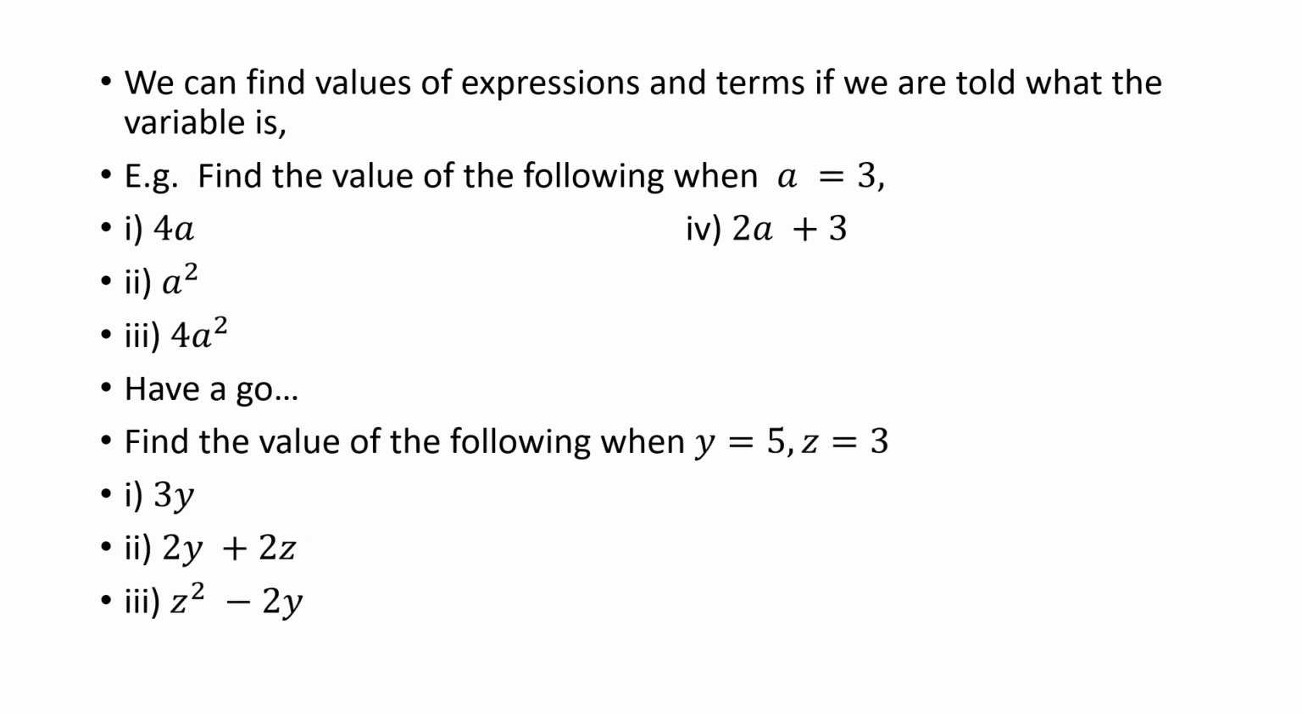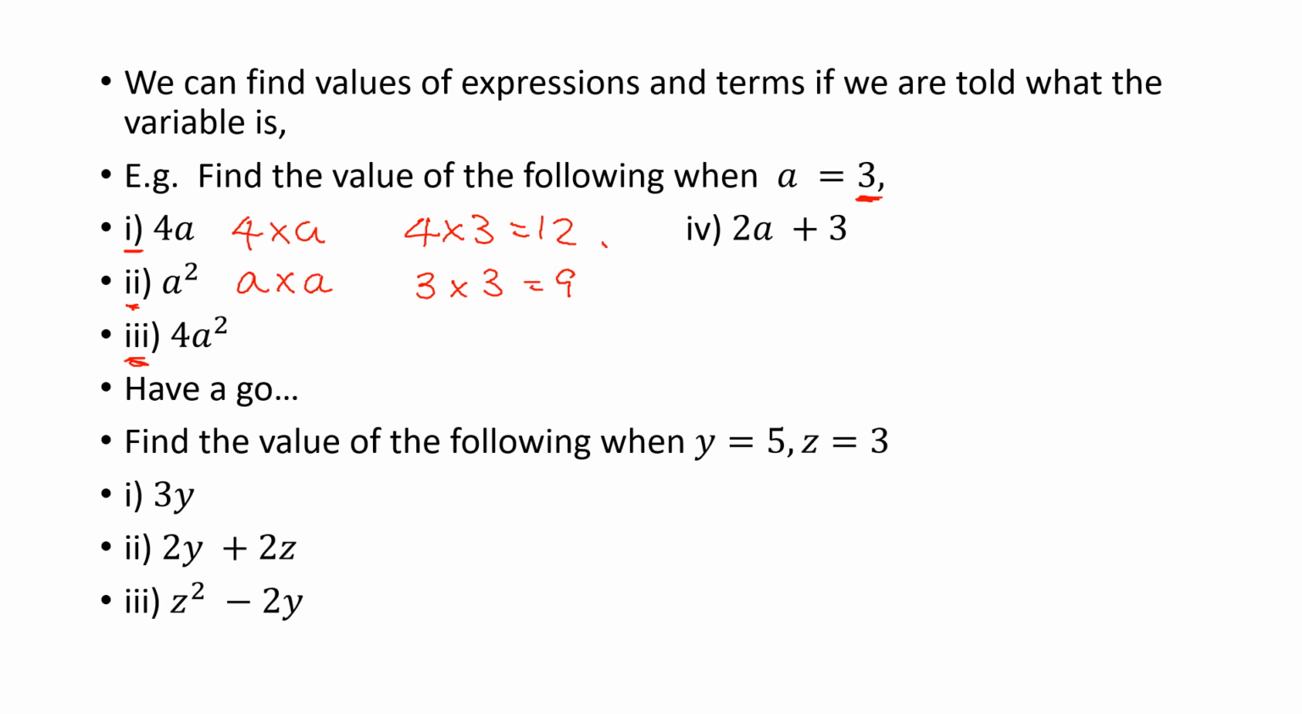So if we're given the value of a variable, then we can find values of the expressions and terms using that variable. So for example, here we're told the value of a is 3. If we look at question 1, we've got 4a. 4 times a, which when a is 3, that's 4 times 3, which is equal to 12. If we look at question 2, we've got a squared. That's the same as saying a times a, which in this case, because a is 3, we've got 3 times 3, which is equal to 9.